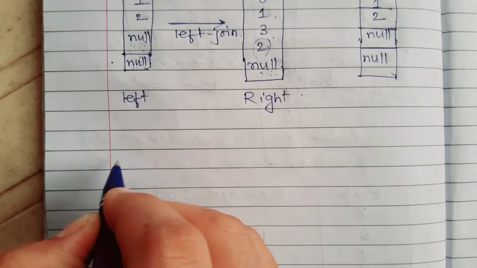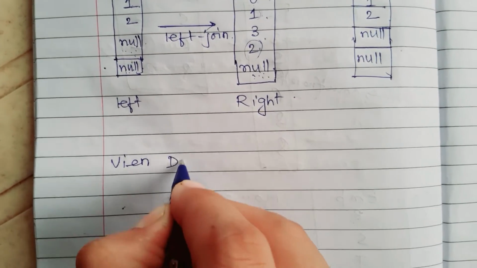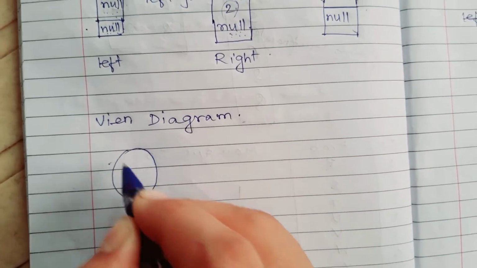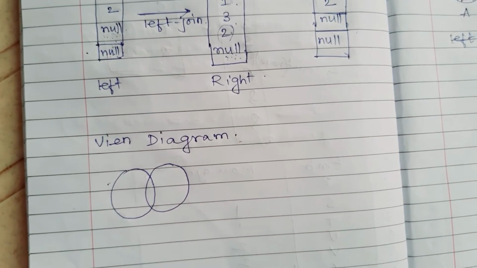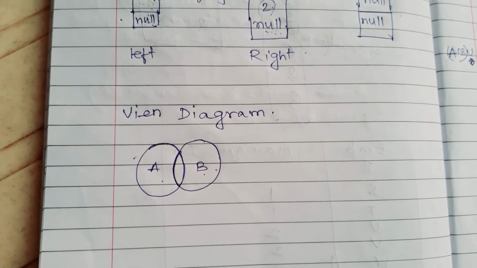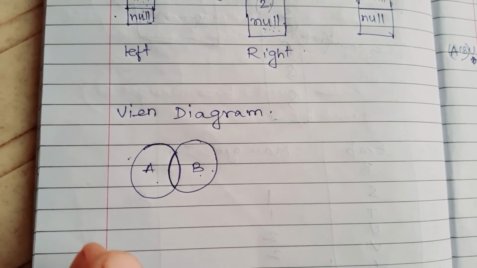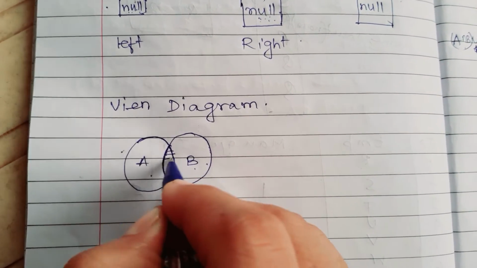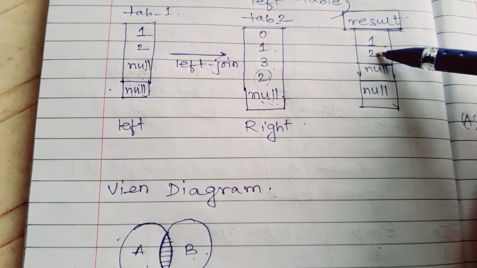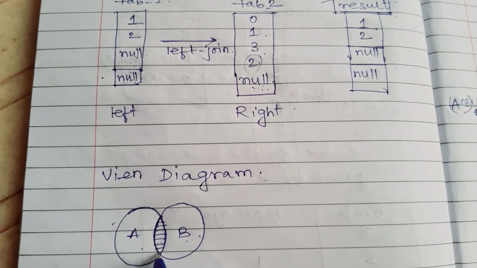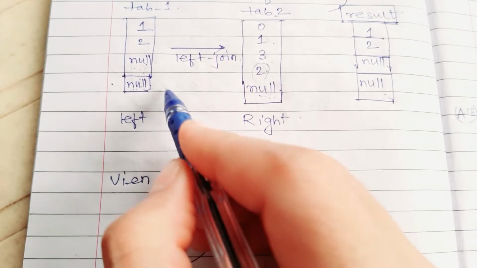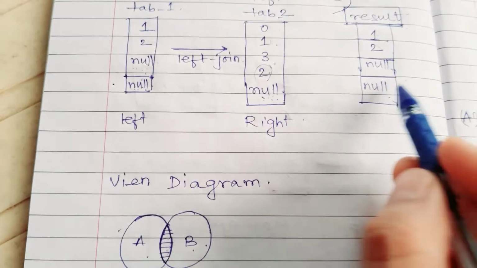Now through a Venn diagram, suppose I am trying to make you understand with a Venn diagram, how will you do it? Suppose this is table 1, this is table 2. Suppose this is A, this is B. So according to you, what should be the left join set? The first thing is the common part. 1 and 2 are the common elements in both the tables, so they are coming. Now these two nulls are not common in both the tables, we are not mapping these two nulls.